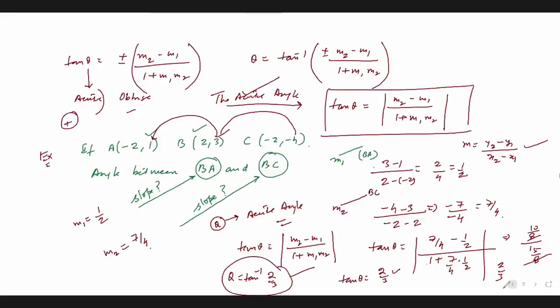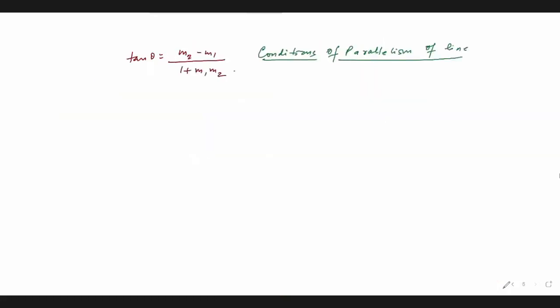My angle was coming tan inverse 2 by 3. Now if both lines are parallel, then what will be the condition for the lines? We don't need to calculate an angle. We know that lines are parallel. So how can we say that both the lines are parallel? We know that when both the lines are parallel, they will never intersect each other. That is L1 and L2, these are two lines, they are parallel. So they will make no angle. That means the angle between them will be 0.